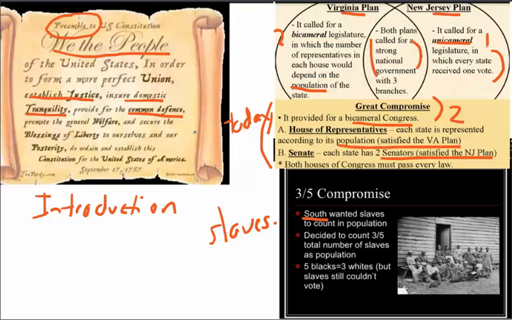So there actually was a compromise on this. And this is called the 3/5 compromise, because the deal was each slave would count as 3/5 of a person. In other words, 5 slaves would count as 3 whites. Okay? Now, I know this is kind of strange, but this was originally in the Constitution. The Constitution accepted the institution of slavery by having slaves counted as 3/5 of a person. And of course, that is not going to change until after the Civil War, when the slaves are freed.